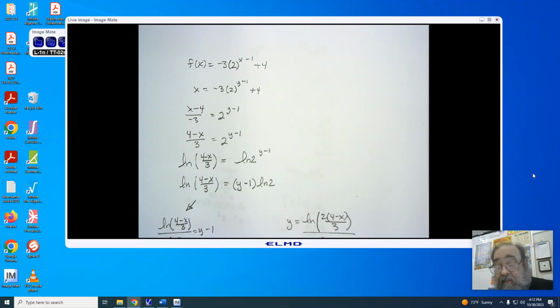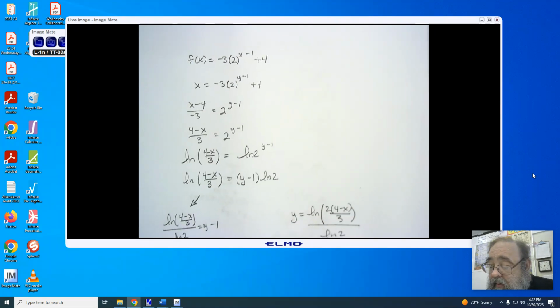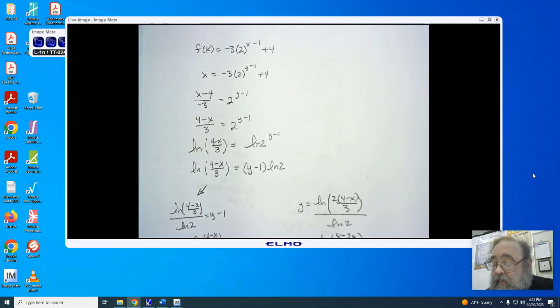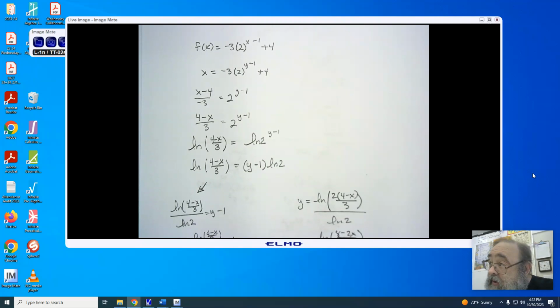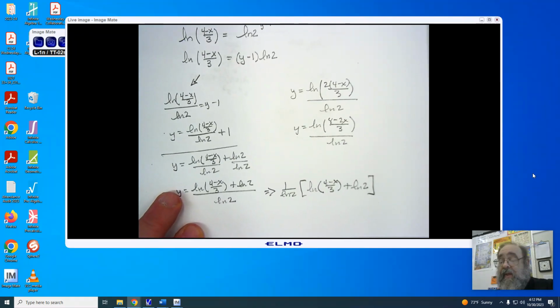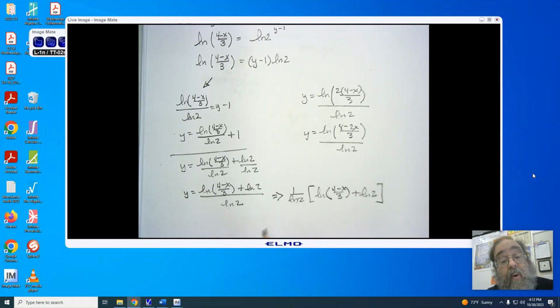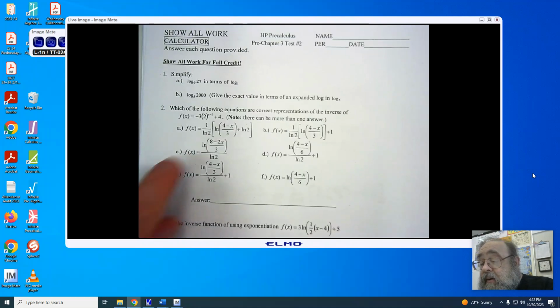Let's now take a look and see if we can find our answers. This one, if you recall, is this one here with the factor removed. So they have simply called it 1 over the natural log of 2 times the natural log of (4 minus x) over 3 plus the natural log of 2. And you'll notice that's all they did. They factored out this denominator and they put it in front. So A is a valid equivalent. That's true.